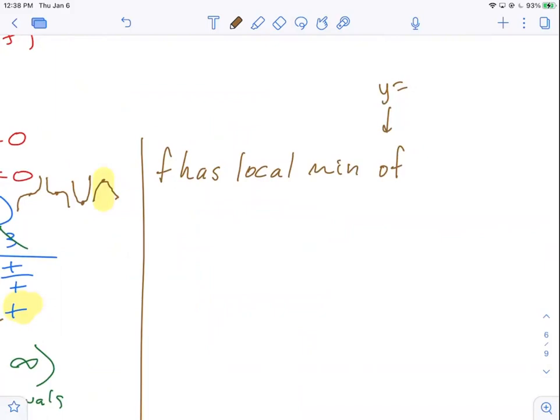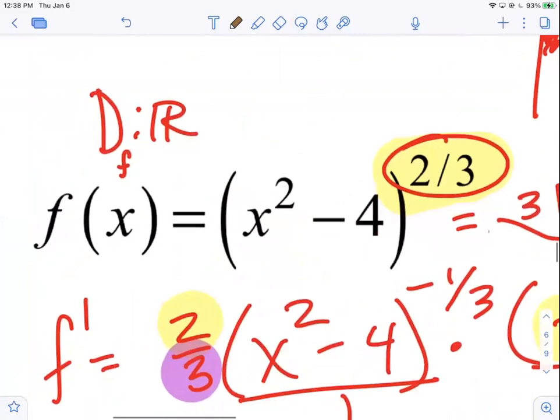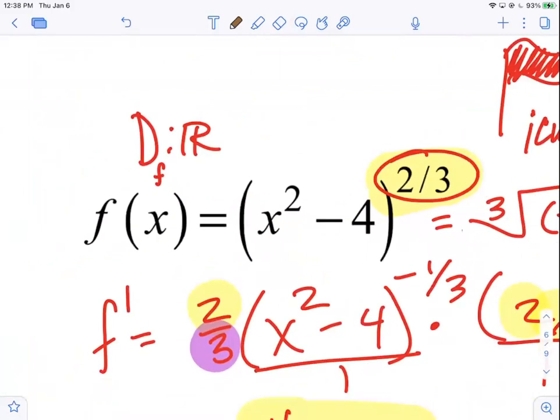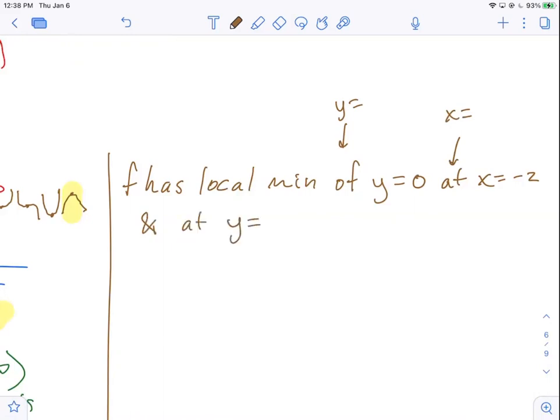So F has a local minimum of y equals, and we'll just plug it in. Well, I think we already kind of know what the answer is. What do you get when you plug a -2 in to F? 0, right? You get 0. F has a local min of y equals 0 at x equals -2. Okay, so this is the location. When it says at, that's the x equals. And of y equals 0 at x equals 2.